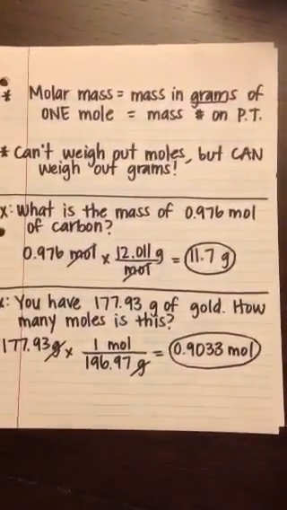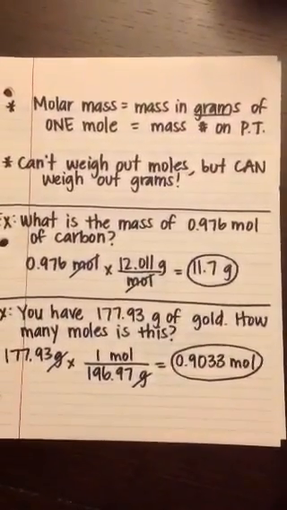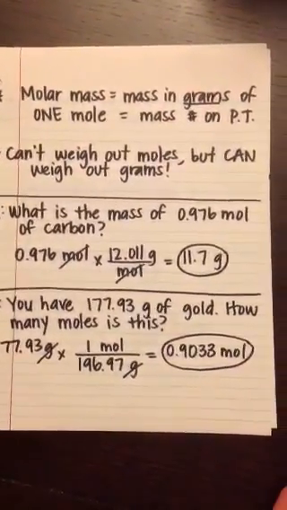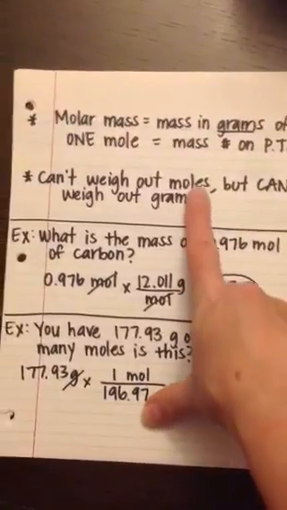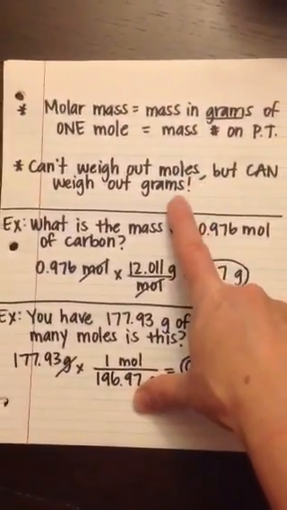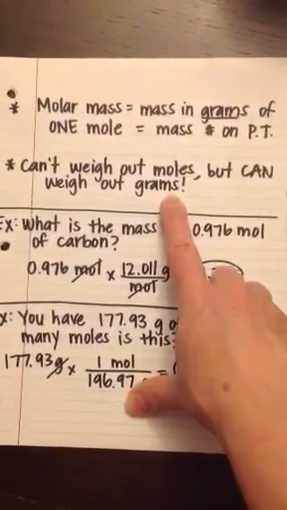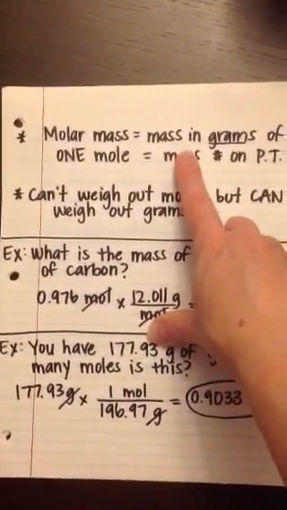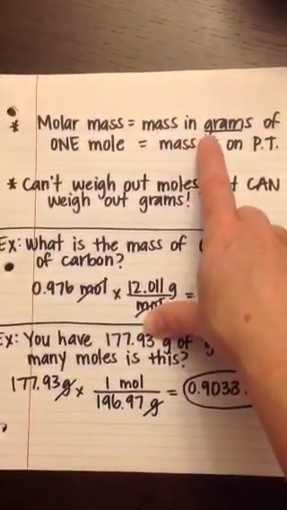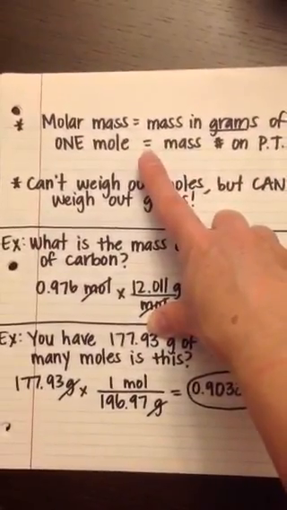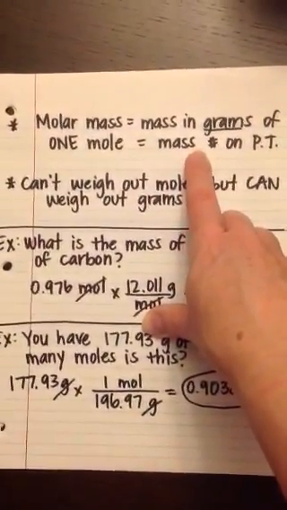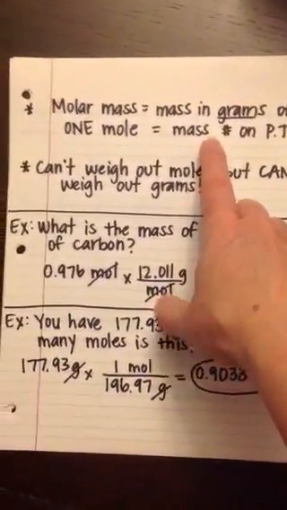A mole is just a number. You can't go into the lab and weigh out a dozen eggs. That doesn't make sense. You can't go into the lab and weigh out a mole of something either. But luckily, we can weigh out grams using our balance, right? So we use what's called the molar mass. And the molar mass is just the mass in grams of 1 mole of a substance. And so this is just the same as the mass number from your periodic table.